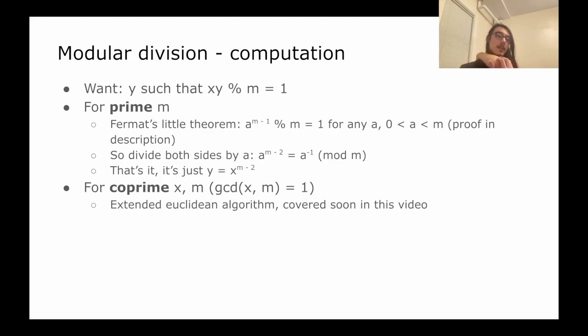If x and m have no common divisor, if they're coprime or if their GCD is 1, then there's another algorithm that can do it. It's called the extended Euclidean algorithm. I will cover that shortly. But because primes are coprime to everything except themselves and multiples of them, the coprime case will also cover the prime case no matter what. So you don't need the prime case if you know the coprime case.